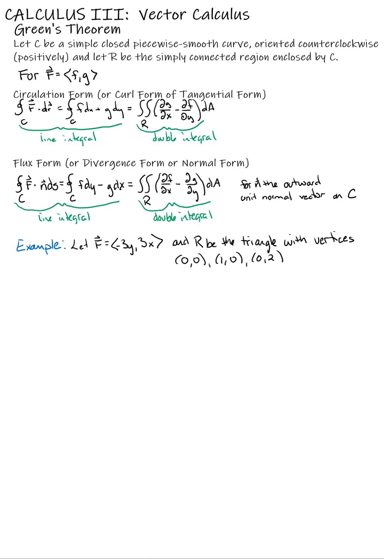I want to mention a couple other things. These pieces in here have special names on those double integrals. In the circulation form, this value right here is called the two-dimensional curl. And that's where it gets the name, the curl form. Whereas in the flux form, as you might guess, this is referred to as two-dimensional flux.